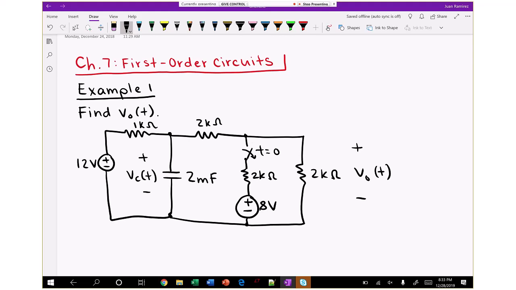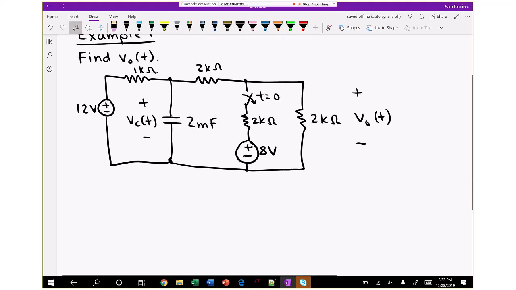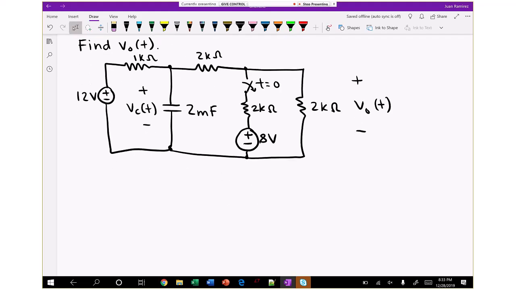If you recall, there's 6 different steps that we take. So step 1 is to find the initial voltage. So we call that the initial state. That's for time before 0, assuming it was in steady state. So assuming the switch was in that initial position for a long time.